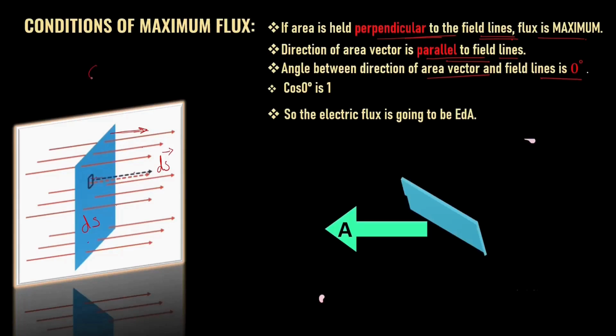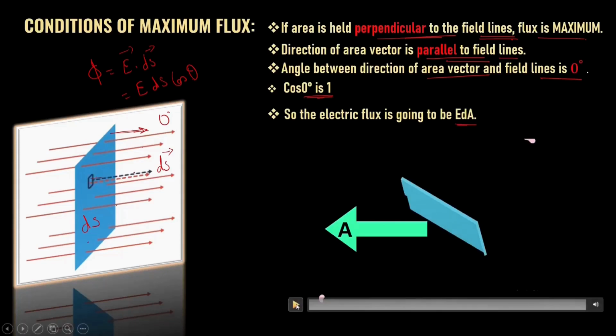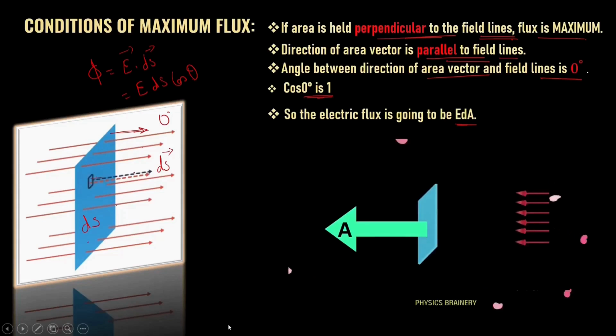So by using the formula for a planar surface, that is E dot ds, we have to expand this formula. So we will get E ds cos theta, and cos 0 degree will become 1, because here theta we have to put as 0 degree, which is the angle between the area vector and the field lines. So the electric flux is going to be E dS, which is the maximum flux passing through the given area. Now you can visualize this given situation here.